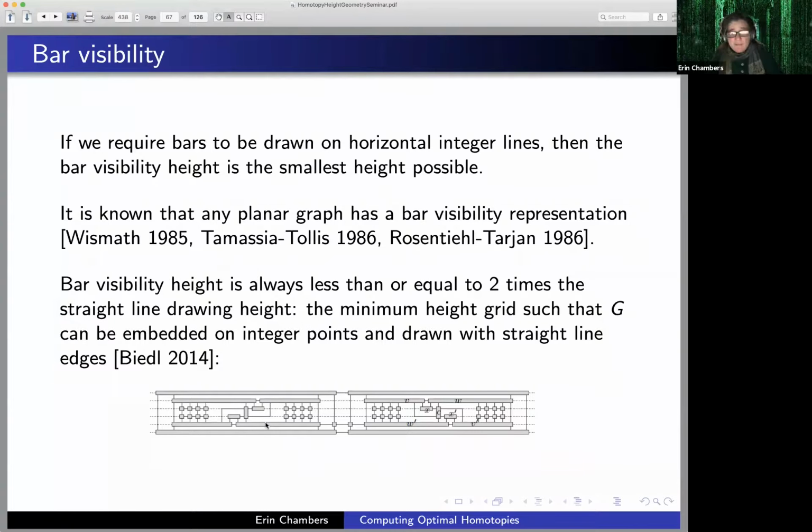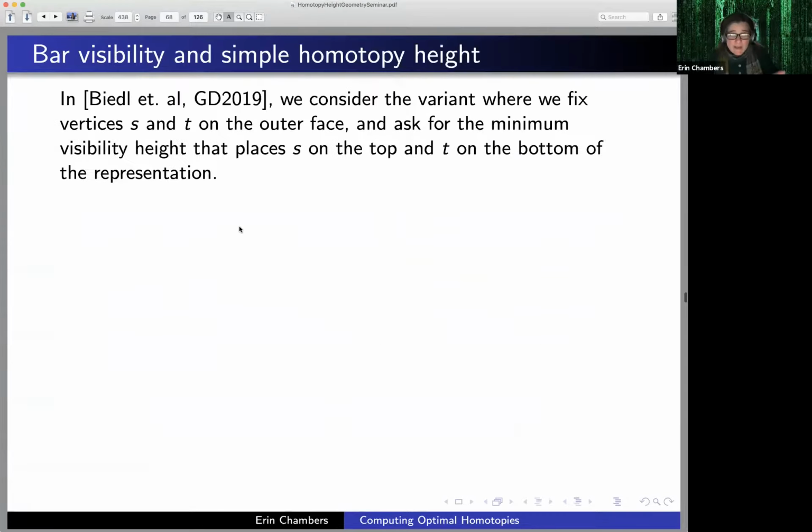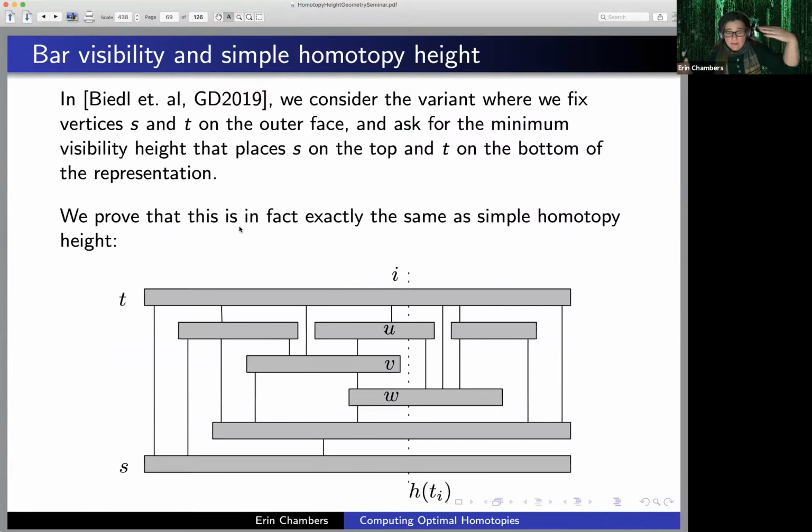This is pulling from that graph drawing paper. This particular picture is taken from a co-author of mine, Freespace, 2014 paper. So why are we connected? Well, if we fix an outer face, if we fix a top and a bottom, the bar visibility is in fact a homotopy, right? You can think of this as, well, what do we have?